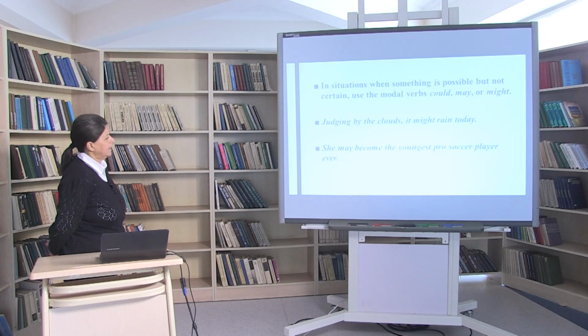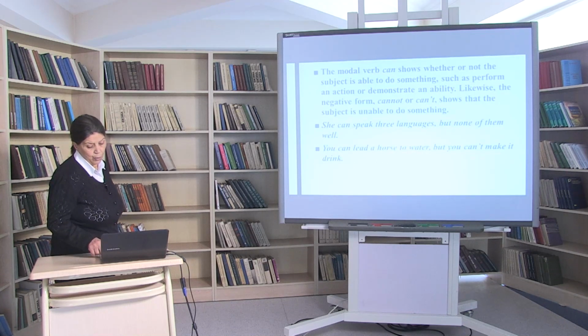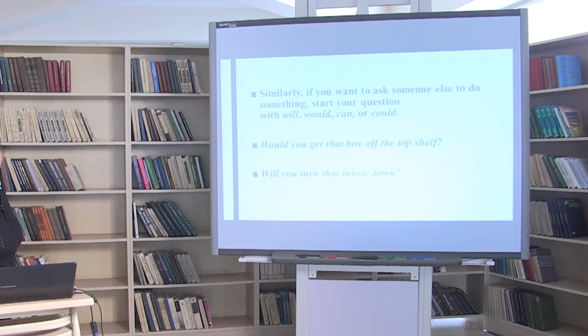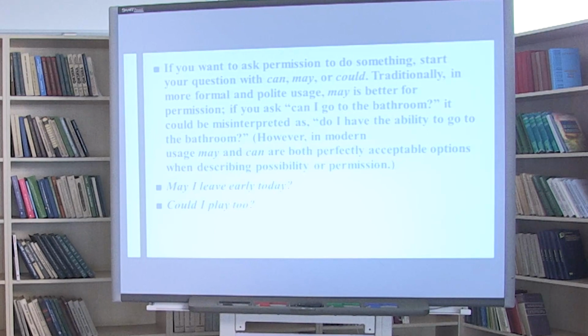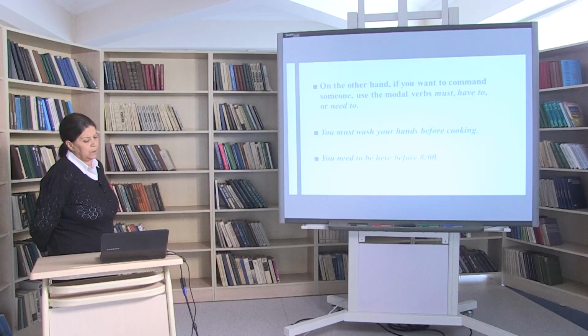In the sentence, judging by the clouds, it might rain today. Here we see that she may become the youngest pro soccer player ever. In both these sentences, we can see that could, may, or might can express possibility. And the modal verb is mainly used in English, and it is a traditional section in English grammar.